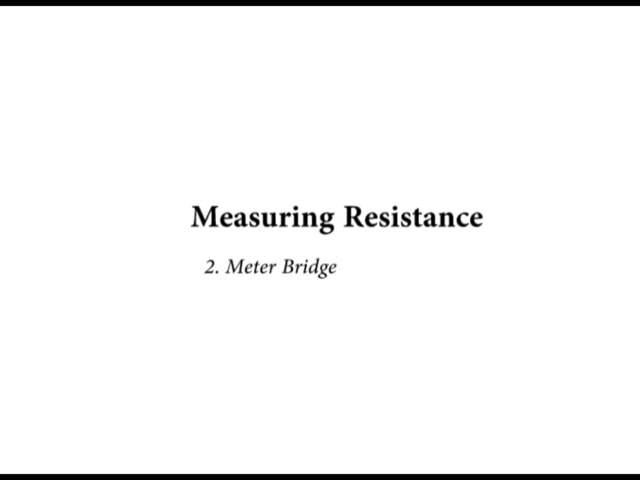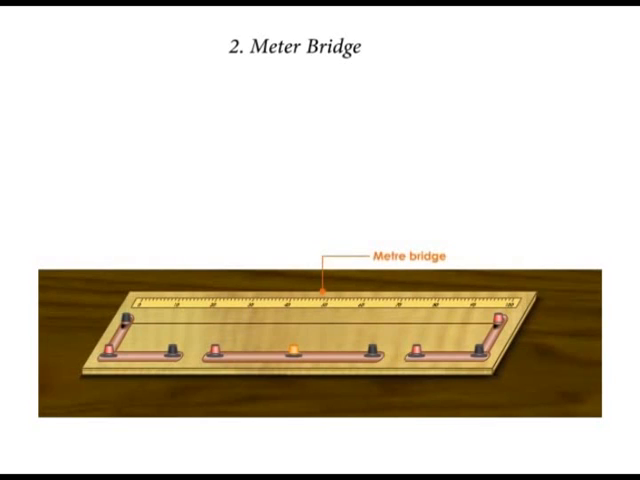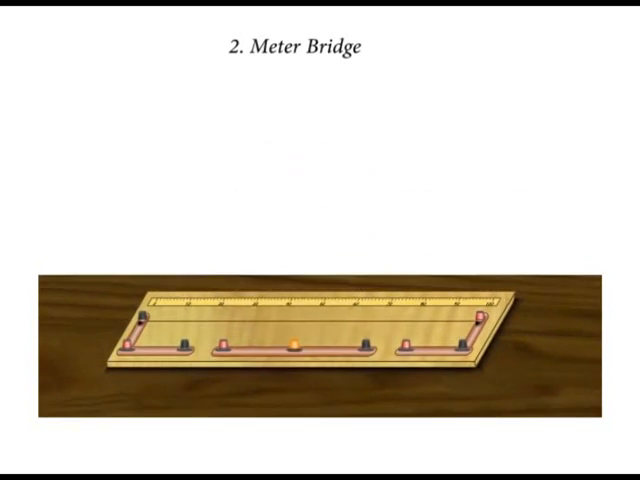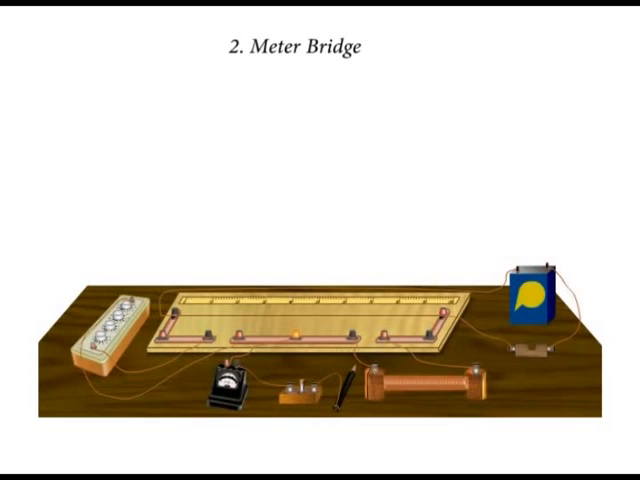The meter bridge method. A meter bridge works on the same principle as the Wheatstone bridge. It consists of a 1 meter long wire of constantan or manganin which is mounted on a wooden board. This wire has a uniform cross-section throughout its length. The meter bridge is mostly used to calculate the resistance of a given resistor to determine unknown resistance.